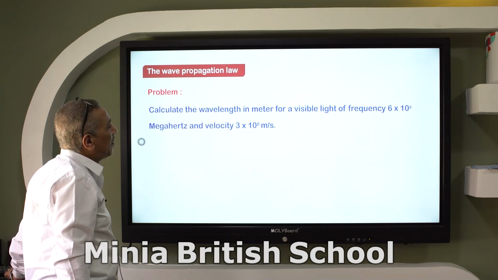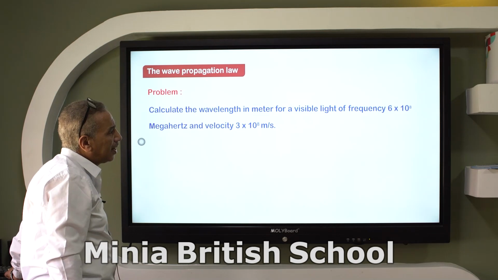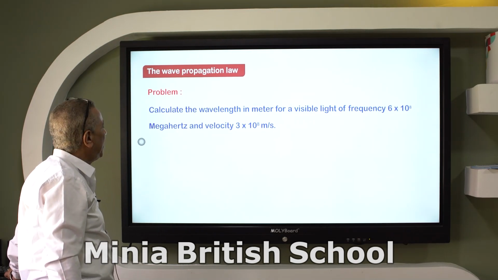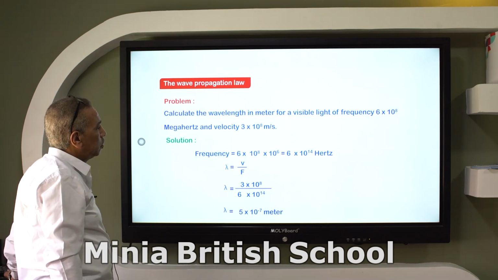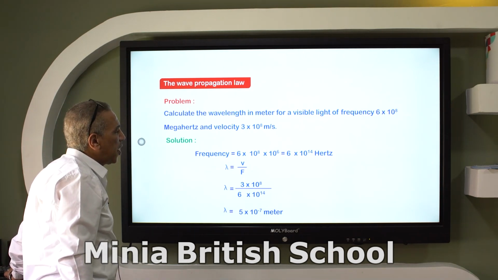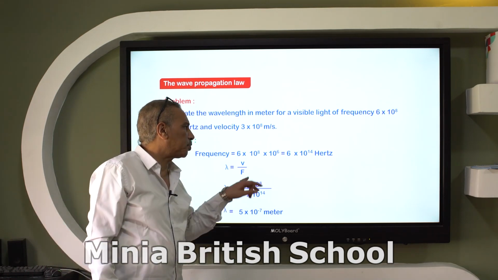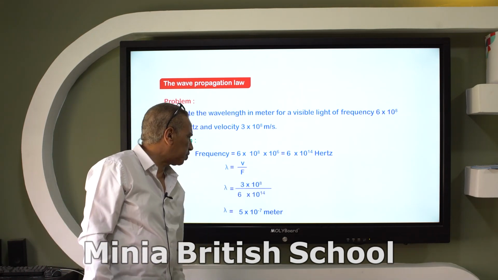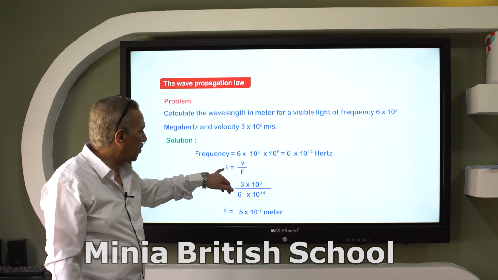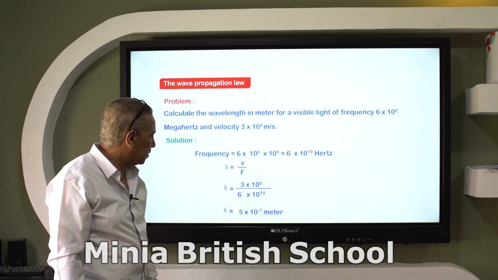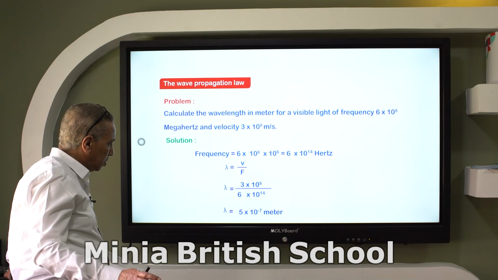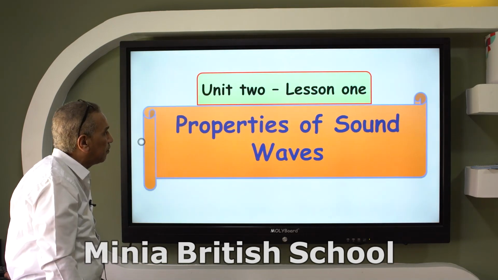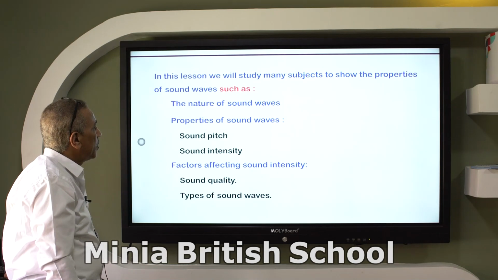Here, calculate the wavelength in meters for a visible light of a frequency 6 times 10 to the power 8 megahertz and the velocity 3 times 10 to the power 8 meters per second. So for the frequency, you transfer the value from megahertz to hertz, 6 times 10 to the power 14. And the wavelength equals the velocity over the frequency. Then you have the two values, divide them using your calculator and get the end result of the problem.